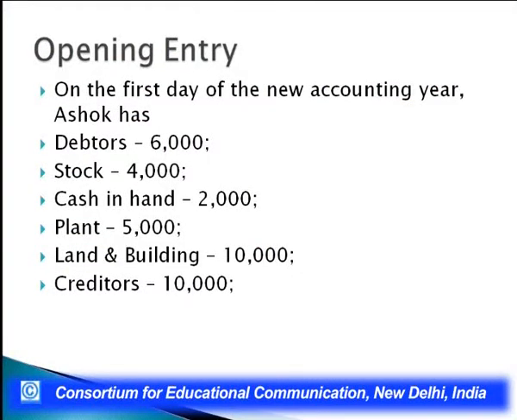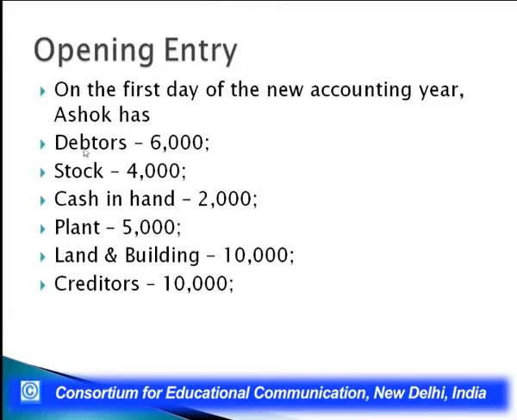This says, on the first day of the new accounting year, Ashok has debtors of 6,000, stock of 4,000, cash in hand of 2,000, plant 5,000, land and building 10,000 and creditors 10,000. So the beginning point for you should be to understand which item out of the given items is a debit, an asset item, and which item is a liability or capital item. So that should be your first step in solving any question.